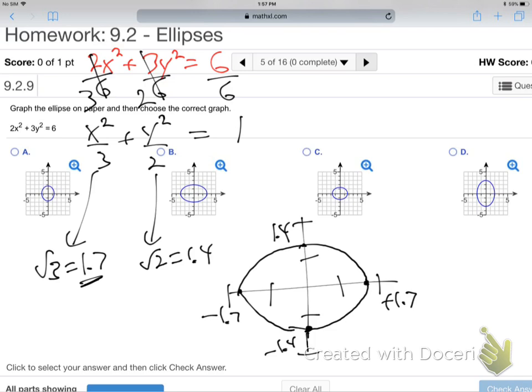The egg shape, which is a little wider than it is tall, so it's either B or C. Looks like C, huh? Because I don't know if you can see the graph very well, but B goes all the way up to 2. B hits 2 right on the money and negative 2 down here. This doesn't quite make it to 2, so it's like 1.4. C's right.